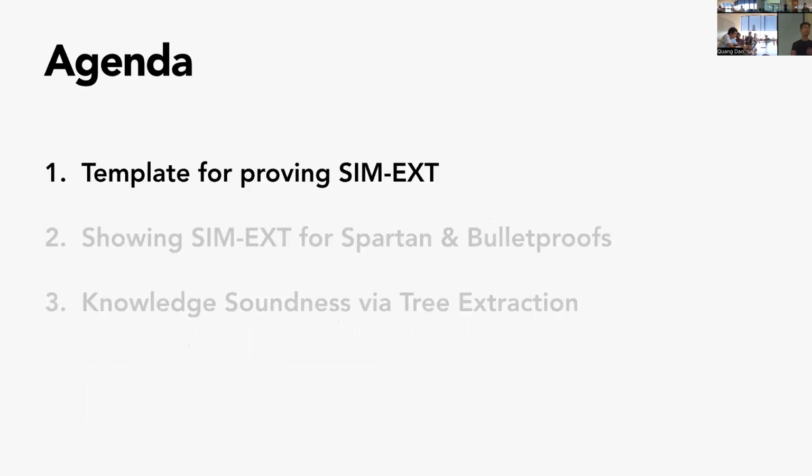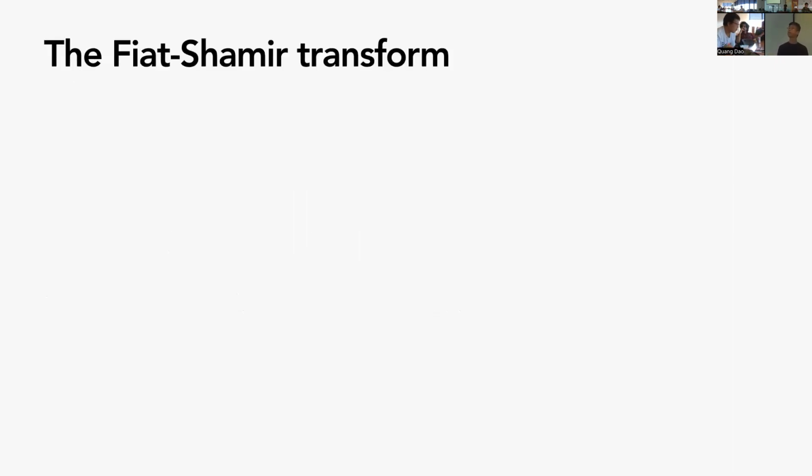So let's move on to the agenda for the rest of the talk. First, I will talk about a general template for proving the SIM-EXT property. Second, I'll talk about how we instantiate this template for Spartan and Bulletproofs. And finally, I'll talk about our tree extraction.